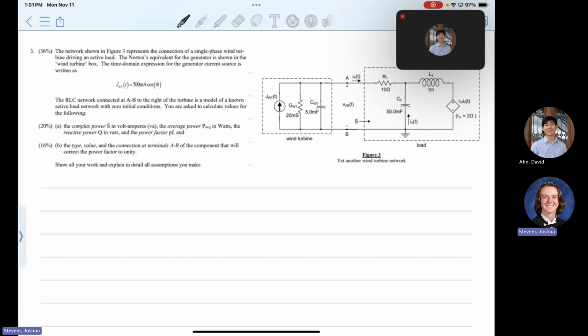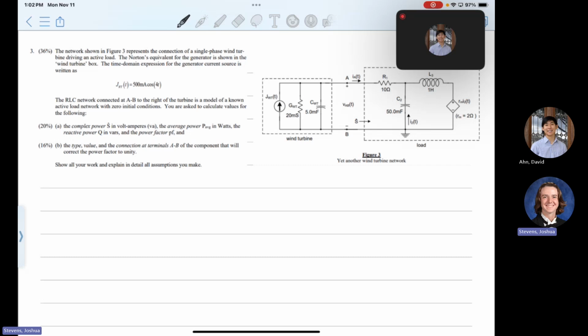So yeah, the RLC network connected to A and B. To the right of the turbine is a model of a known active load in the network with 0 initial conditions. You are asked to calculate the values for the following: complex power, it's just S, right? That's what he calls it. In volt amperes, average power in watts, and reactive power in vars, and the power factor, PF. And the type, value, and connection at terminals A and B of the component that will correct the power factor to unity. Show all the work, explain whatever.